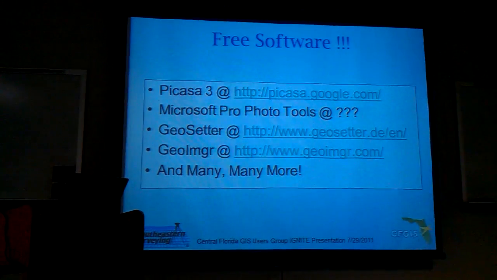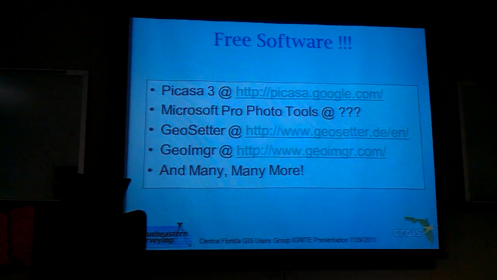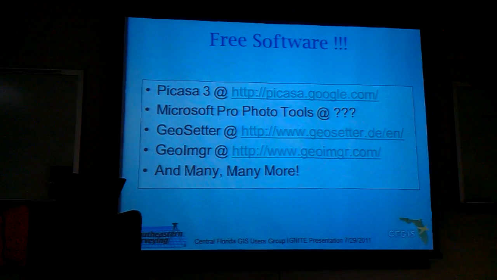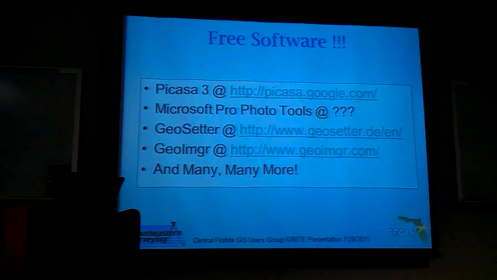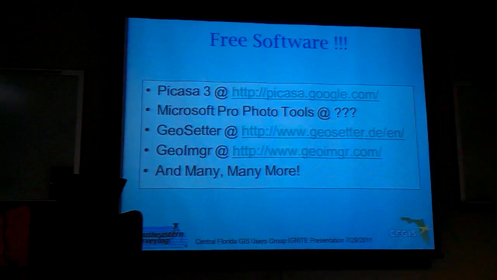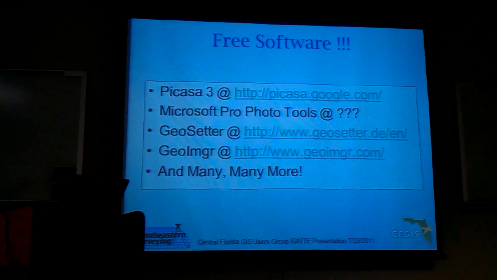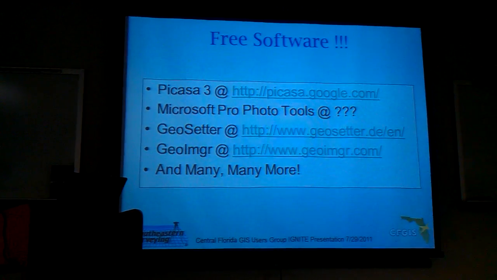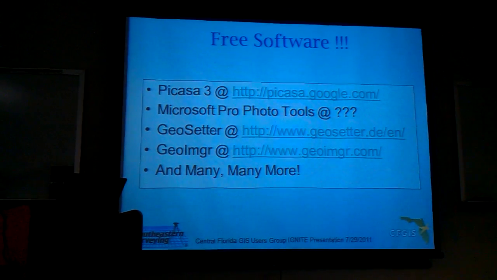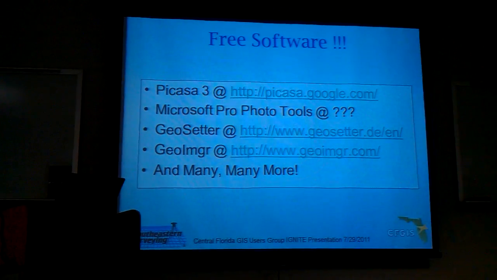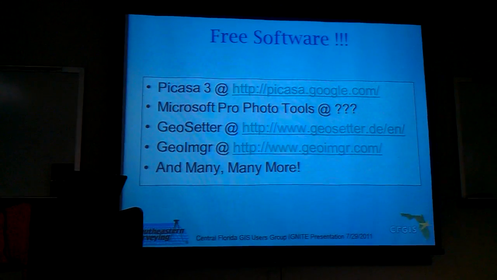This software is free and readily available. All you really need is a listing of your photos, and they know what time they are, and some kind of GPS path. Now, the Microsoft Pro Photo tools, I've heard rumors of this thing, and it's supposed to be great, but I can't find it to save my life. Well, there are these other things: Picasa, and GeoSetter is the one I was using before, and GeoImager, and there's all kinds of things out there to help you do that.